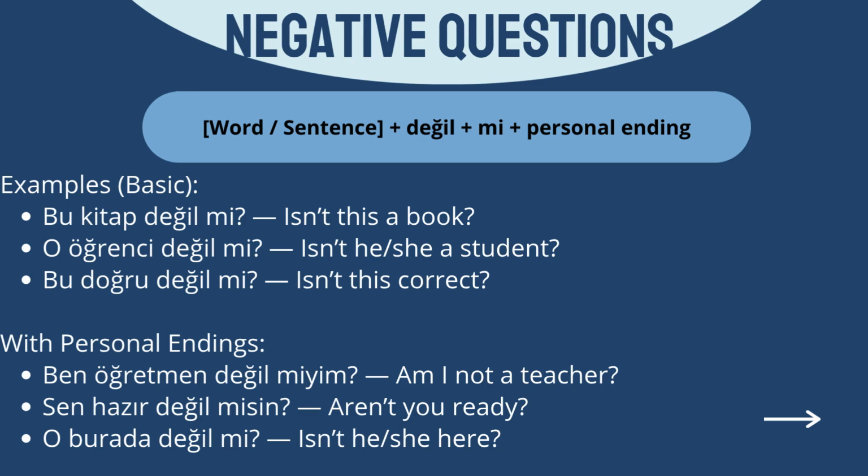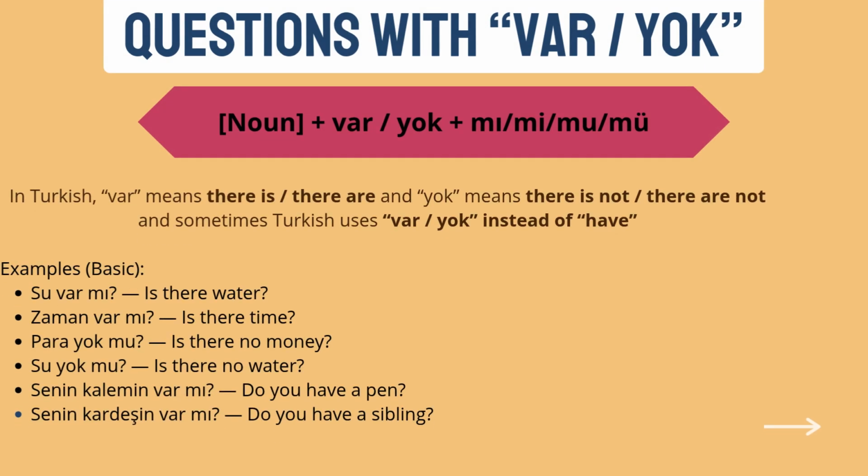And so on. And also, we have some questions with var, yok. Var means there is or there are, and yok means there is not, there are not. And sometimes in Turkish, we use that instead of have. Var, we have it, yok, we don't have it. So the structure is simple. First noun, then var yok, and question particles.